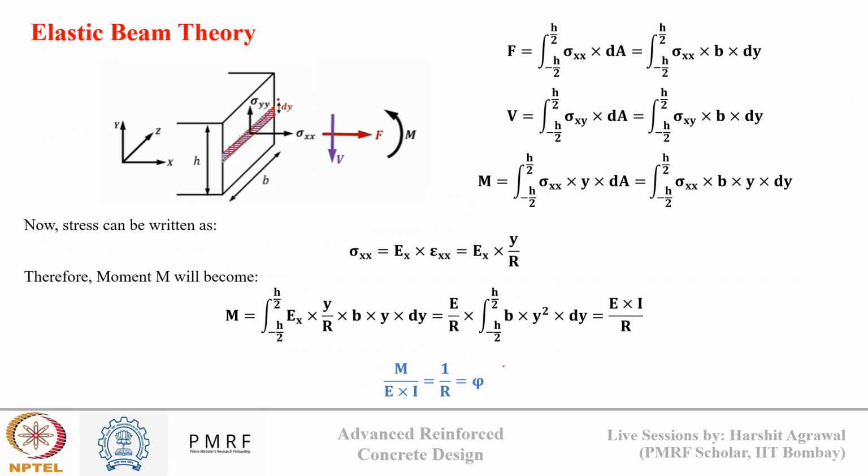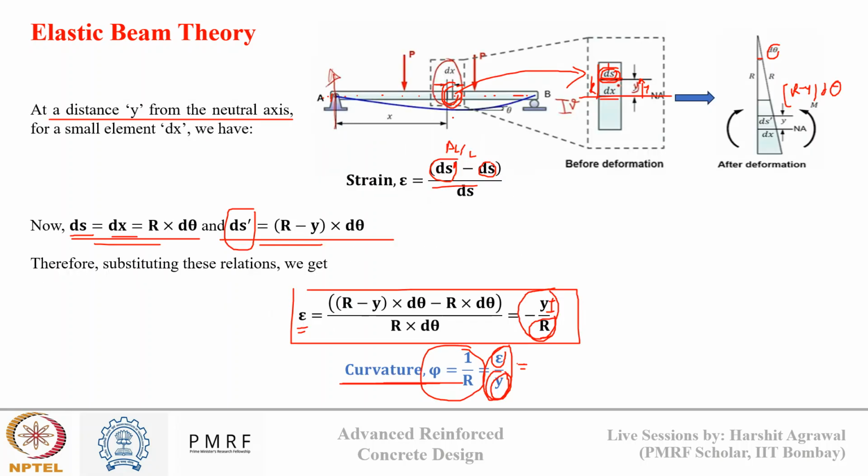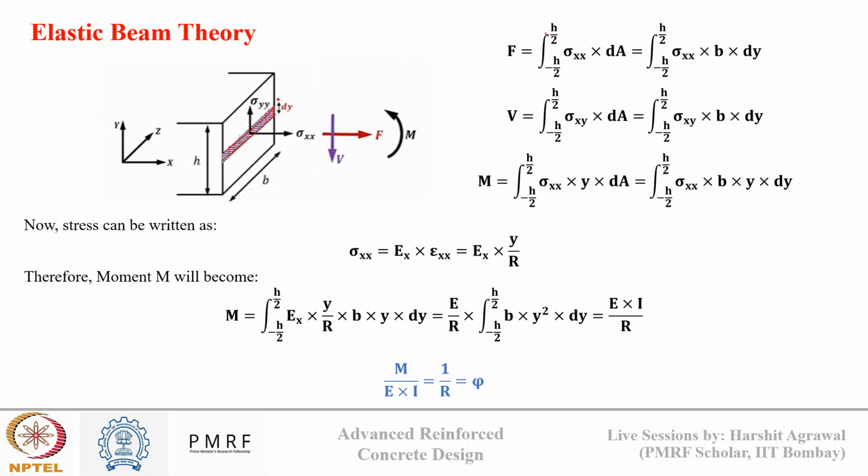Now, for the same element dx, if we know the width b and the depth h of the beam, suppose this beam that I have taken here has width b and total depth h. At any small cross section dy of this beam, I can write the forces in the x direction, in the y direction, and the moment.